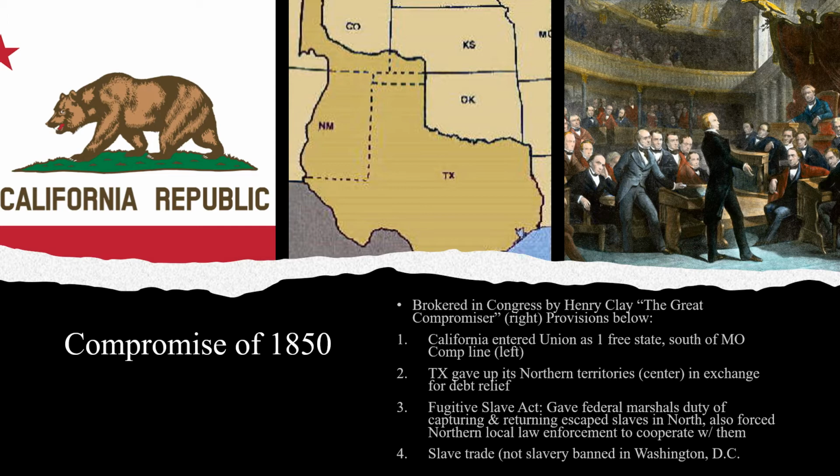So, Clay went to work putting together a compromise with the help of anti-slavery Senator Daniel Webster of Massachusetts and pro-slavery Senator John C. Calhoun of South Carolina. Calhoun died of tuberculosis during the negotiations. The deal that Clay worked out was as follows. 1. California would enter the Union as a free state. 2. Utah and New Mexico would be established as territories.